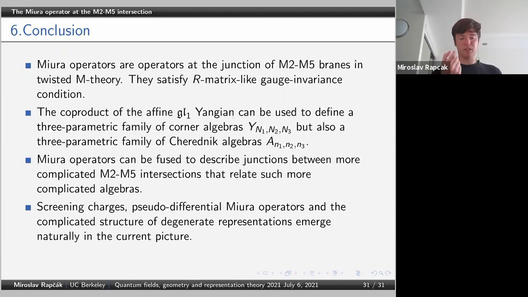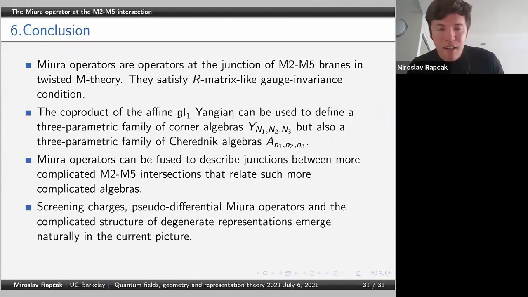So in particular, the composition of Miura operators is consistent with the coproduct of the two algebras acting from the right and from the left. And finally, something I didn't have time to talk about very much, the screening charges and pseudo-differential operators, Miura operators, and the complicated structure of degenerate representations of the corresponding vertex operator algebras seem to quite naturally emerge from the current picture. Okay, thank you very much for listening. And if there are any questions, I would be more than happy to answer them.